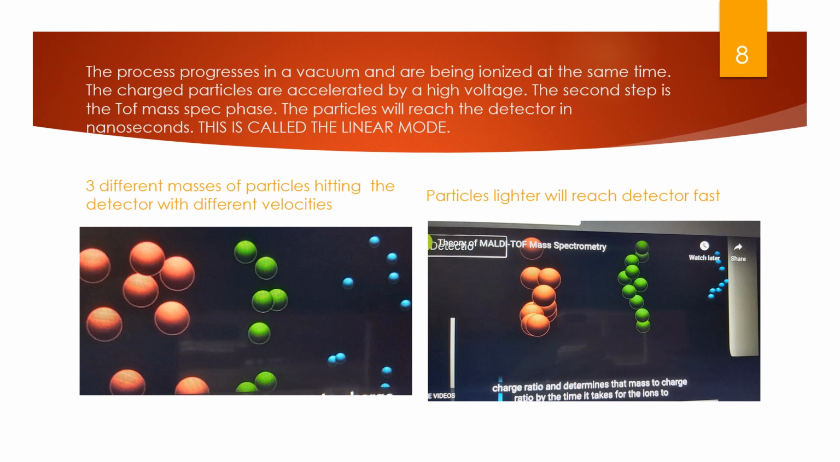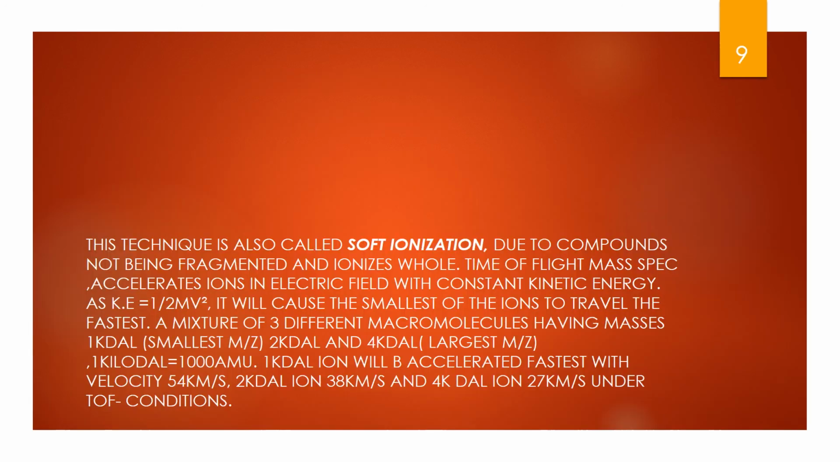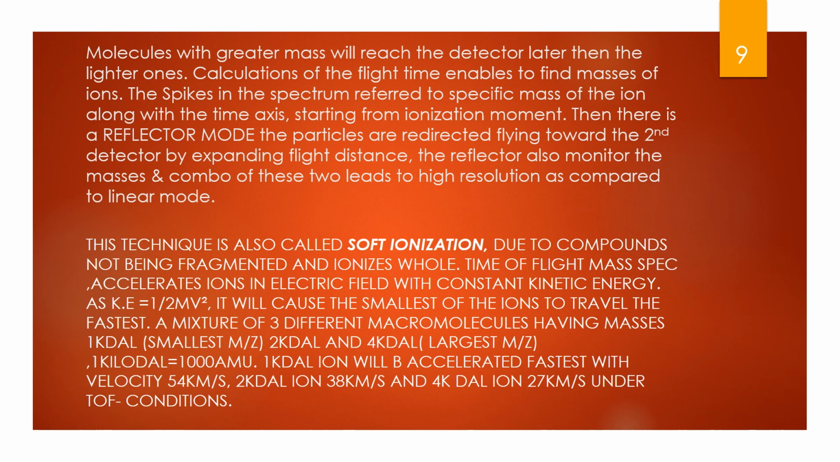The charged particles are accelerated by high voltage. The second step is the TOF mass spec phase. The particles will reach the detector in nanoseconds. This is called the linear mode. In these two pictures, figure number 1 shows three different masses of particles hitting the detector with different velocities, whereas in the second picture, lighter particles reach the detector faster. Molecules with greater mass will reach the detector later than the lighter ones. Calculation of the flight time enables us to find the masses of the ions.